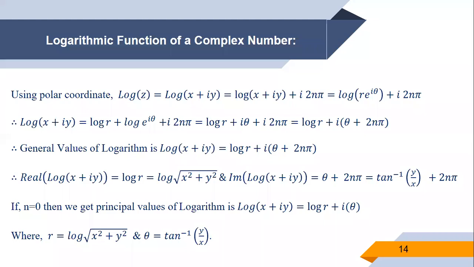So again I repeat, if we want to find the general value and the principal value of the logarithm, and also the real part and imaginary part, then we use the formula log(x + iy) = log r + i(theta + 2n pi). So log r, that means log of the square root of x squared plus y squared, is the real part, and the imaginary part is theta plus 2n pi, that means tan inverse y by x plus 2n pi. If we take n equal to 0, then we get the principal value of the logarithm, log r + i theta.